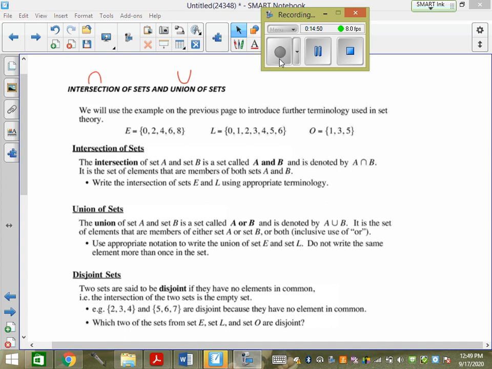Okay? So let's go through this. We will use examples from the previous page. So this is from before. We have E was 0, 2, 4, 6, and 8. L was the set 0, 1, 2, 3, 4, 5, 6. And O was the set 1, 3, 5. So we're going to go over intersection of sets. Remember, intersection of sets gets you a little symbol like this.